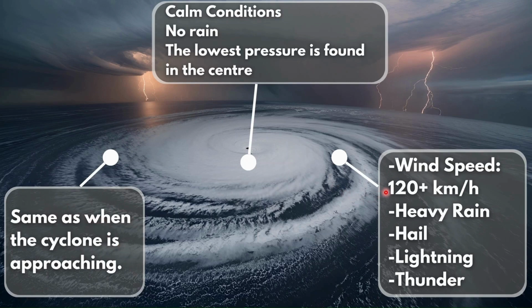And as the cyclone moves away, the weather conditions will be the same as when the cyclone is approaching. So basically they will have very high wind speeds, there will be heavy rain, hail, lightning, and thunder.